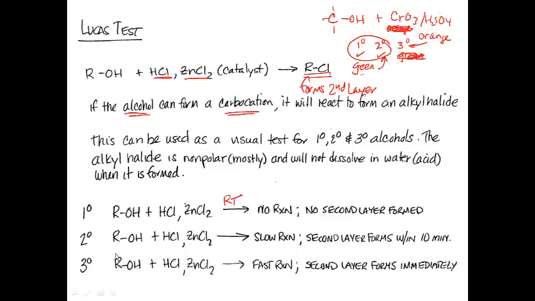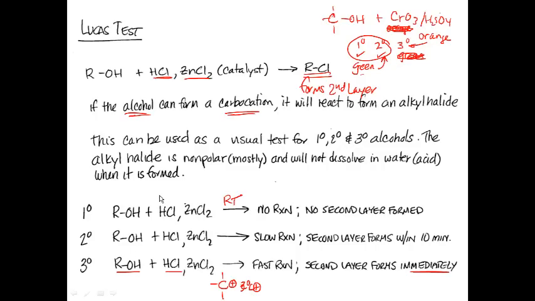If we take a tertiary alcohol and we react it with HCl, what's going to happen is that's going to go through the tertiary carbocation, and that carbocation is going to be formed very quickly, and so the alkyl halide is going to be formed very quickly. So we're going to see the immediate formation of a second insoluble layer. That's if we have a tertiary alcohol or any other alcohol that can form a carbocation very quickly.